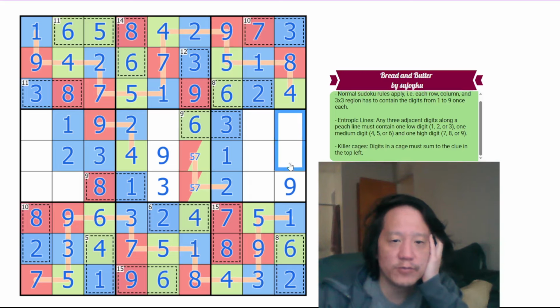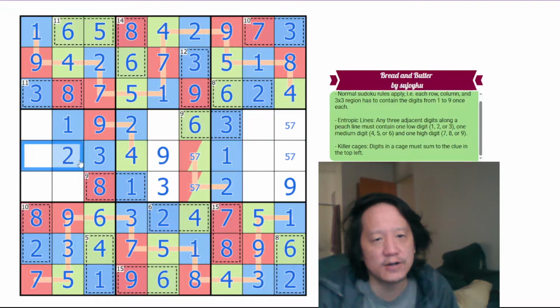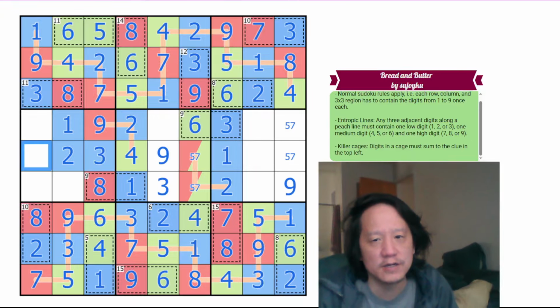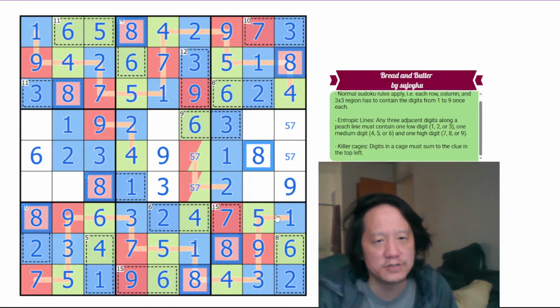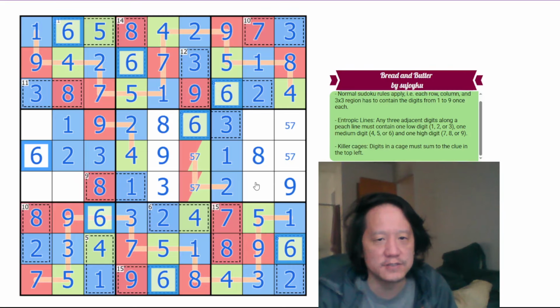We have remaining digits in column 9 are 5 and 7. We have a 5-7 pair in row 5. So that leaves us 6 and 8 remaining. This can't be 8 because of 8 in the column. So this is 6, this is 8. And that should help us. We do. We have 8 8s, so we know where the last 8 has to be. It has to be here. 6s, we have 8 6s. We know where the last 6 has to be. It has to be here.